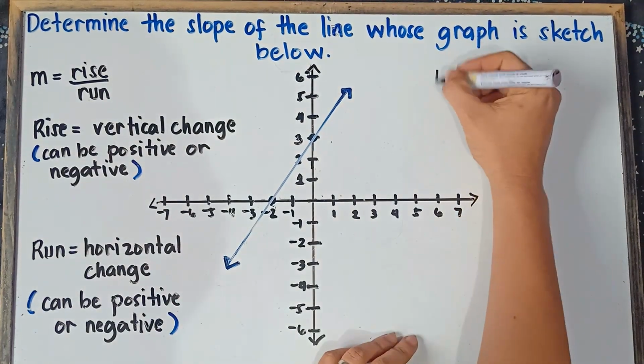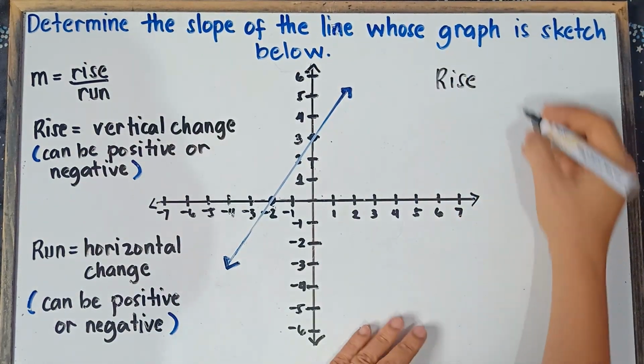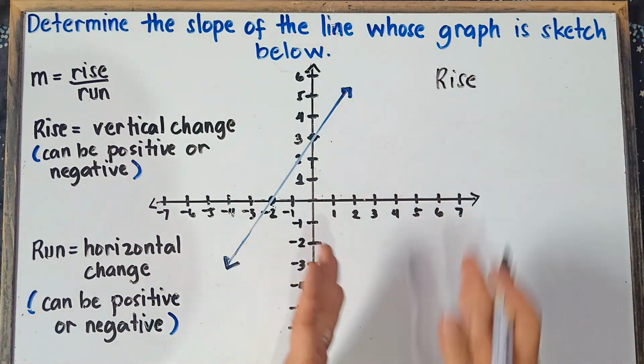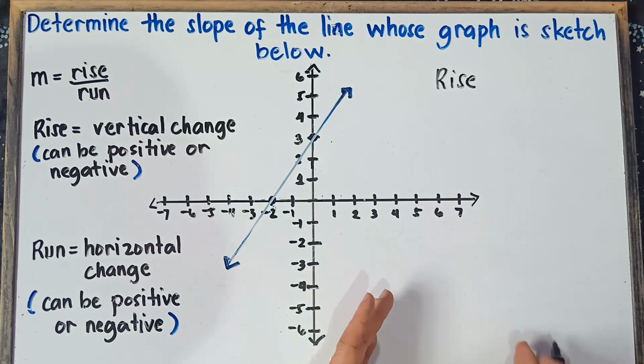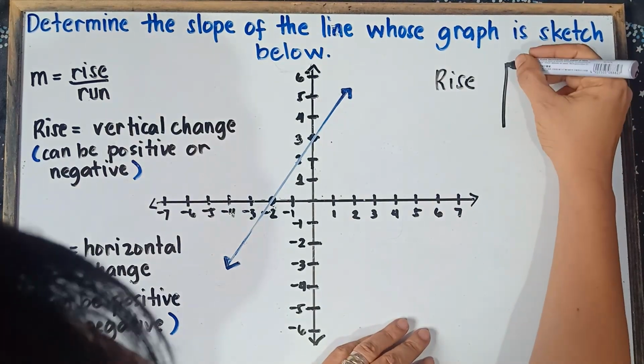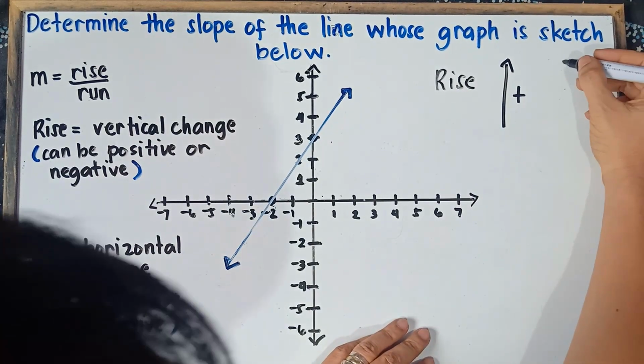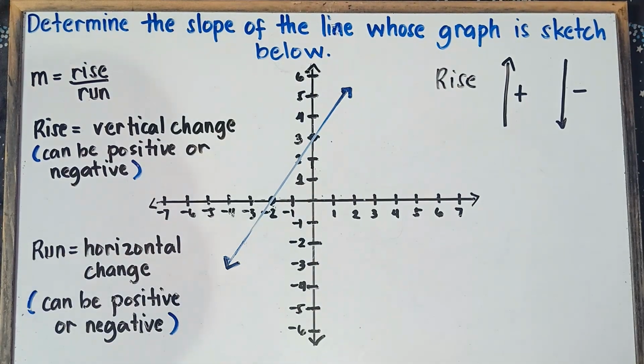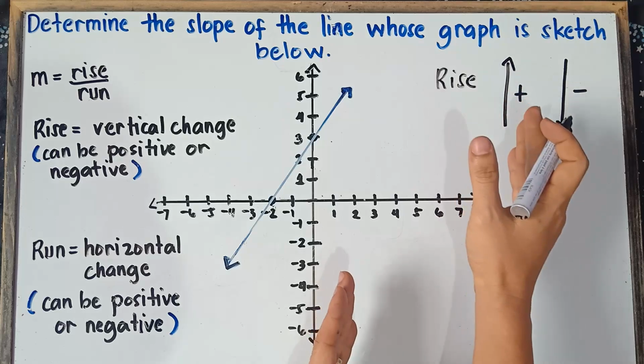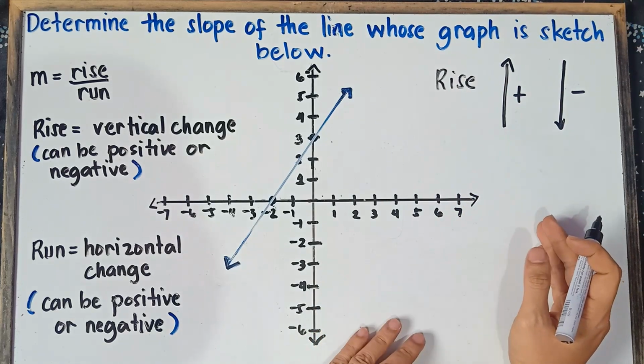So once again, class, for rise, it could be positive or negative. That would be the vertical change. Now, if it's going upward, that would be positive. If it's going downward, that would be negative. Once again, class, if it's going upward, that would be positive. If it's going downward, that would be negative.